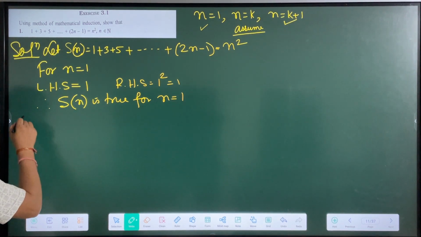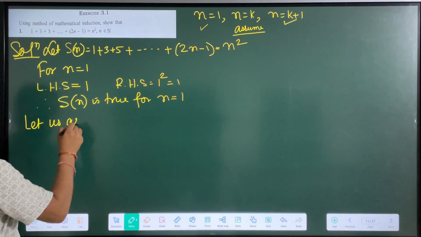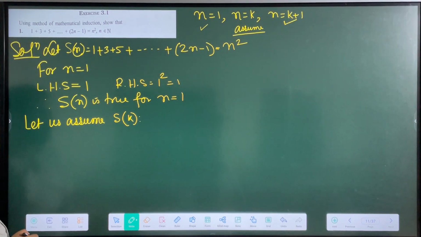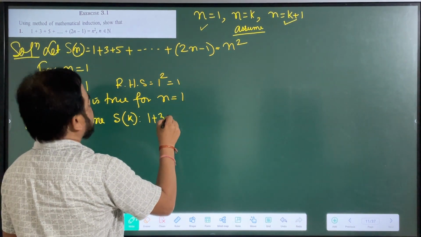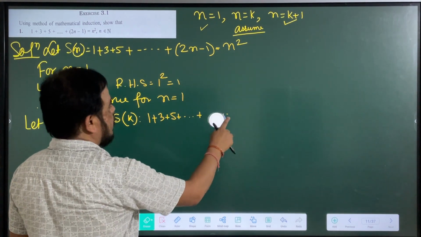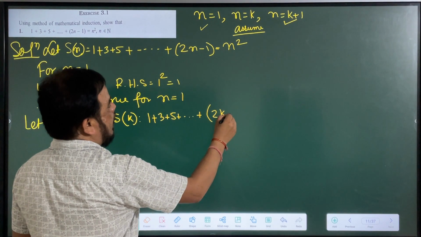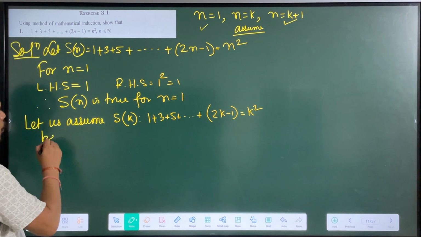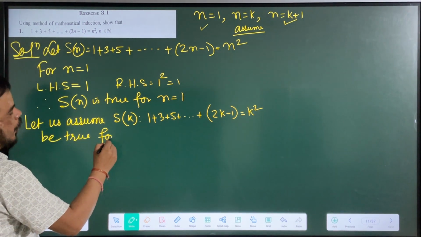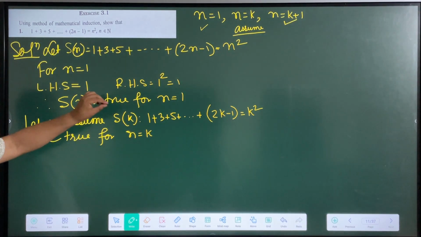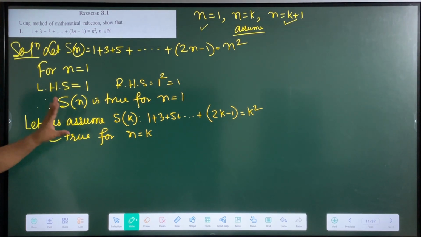Now second part, what we have to write? Let us assume Sk. What is Sk now? 1 plus 3 plus 5 plus ... plus 2k minus 1 is equal to k square, be true for n equals k. In place of n we have put k, and that is what? True, just we have assumed.